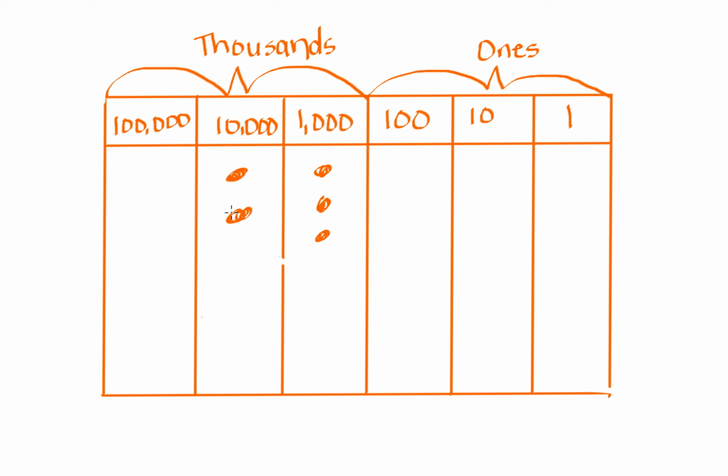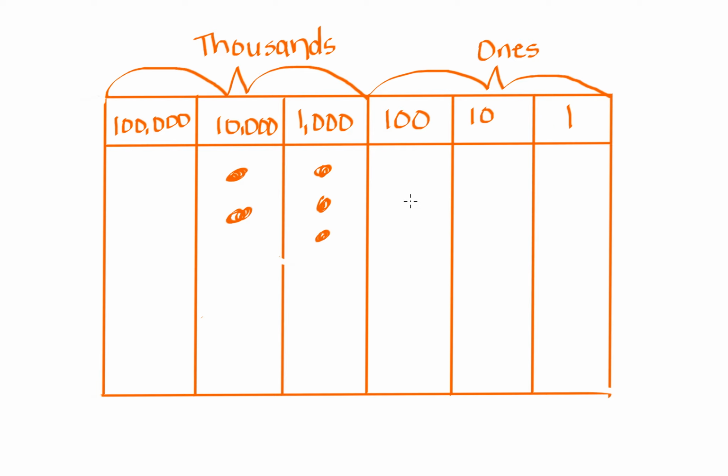So you just say, okay, well, I've got 2 here. So 2 times 10 is 20, so this is 20,000. 3 here, 3 times 1 is 3, so 3,000. So 23,000, just 0. So 23,000 is what they're giving you here.